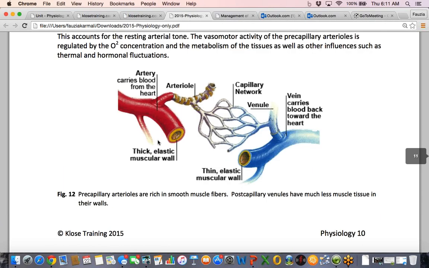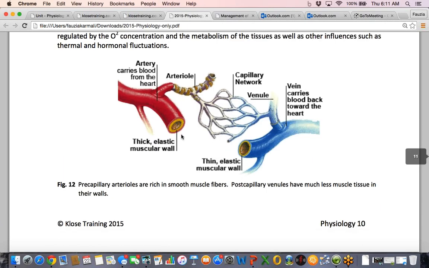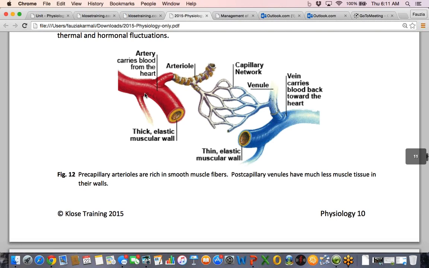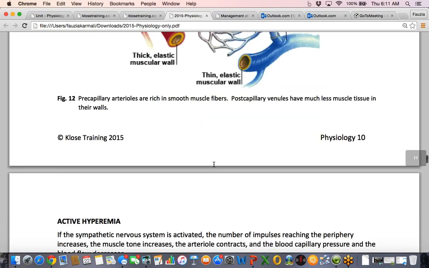So this is the diagram he went over with you, showing the thicker wall in the arteries versus the veins. And how when you have active hyperemia, or a constriction of the arterial side, you're going to get a constriction in the capillary network. But on the other side, if you get a dilation of these vessels, you're going to get increased lymphatic load because there'll be more filtration happening through the capillary network.